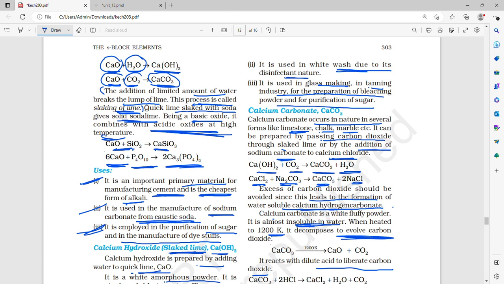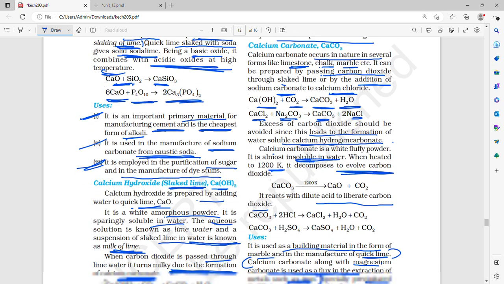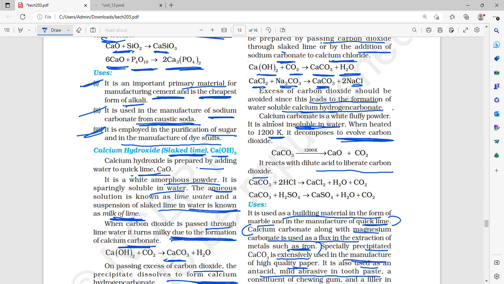Calcium oxide, or quicklime, is an important primary material for the manufacture of cement, and it is the cheapest form of alkali. It is used in the manufacture of sodium carbonate, Na2CO3, from caustic soda, NaOH. Then it is employed in the purification of sugar and in the manufacture of dye stuff.